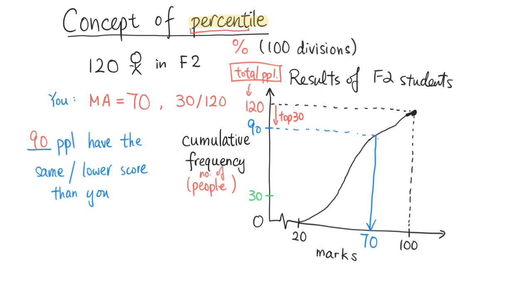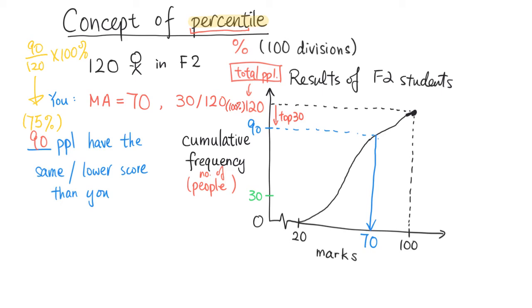Now when we talk about percentile, we want to change the number of people to what percentage of people. For example, 120 should be all people, so 100%. This changes to 100%. And for this 90, if 90 people have the same or lower score than you, how many percent is that? That should be 90 divided by 120 multiplied by 100%, which is 75. So 75% of people have the same or lower score than you.